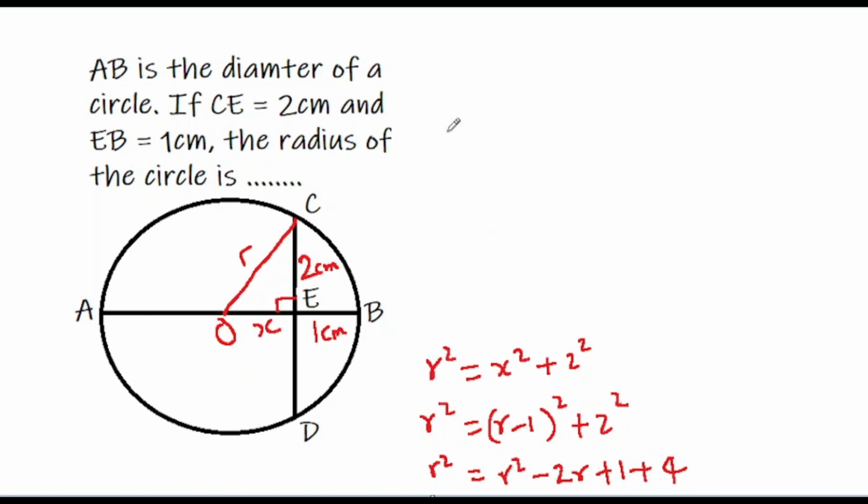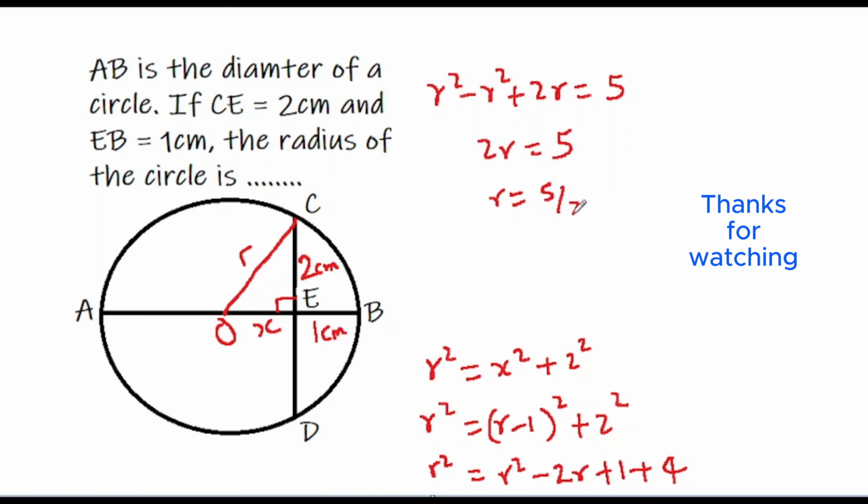Alright, so let's come up here now. So we're now going to have r squared on both sides cancelling, plus 2r, 1 plus 4, that's 5. Okay, so we have 2r equals 5, then r is 5 over 2, so our radius is actually 2.5 centimeters.